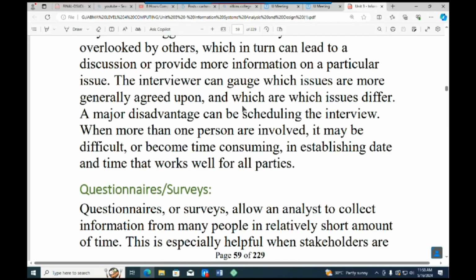Now, the group interview has a major disadvantage. That is mainly scheduling the interview. Scheduling a group interview can be a great challenge, especially when you are involving more than one person. It's difficult. It's also time consuming to establish the dates and the time for the interview that actually works for all the people you want to interview.